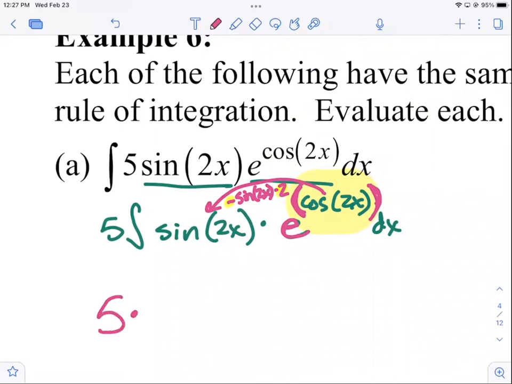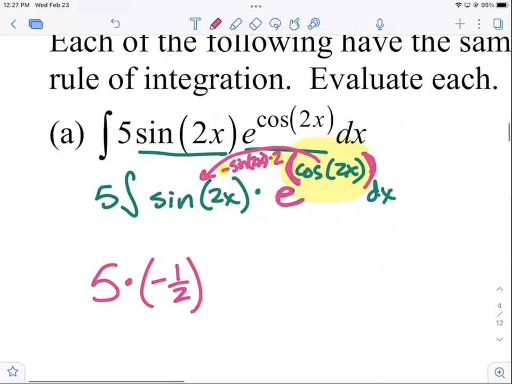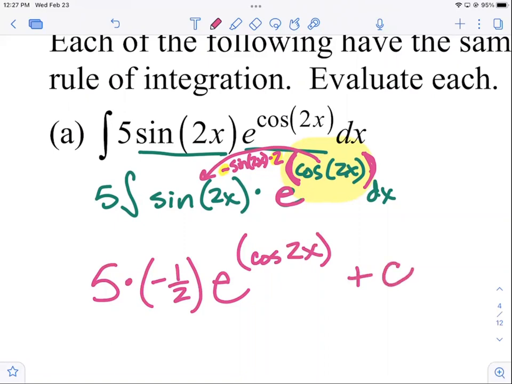5 goes along for the ride. We're off by a negative 2, so we have a correction of a negative 1/2. And now we're done with the first part of this integration. Now we move on to the outer function, the e to the blob. Easier than the warm-up, but similar to it. What's the antiderivative of e to the blob? E to the blob. We don't need to divide by the natural log of e because it is its own grandpa and grandson. And then plus c. And you're done. That's it.